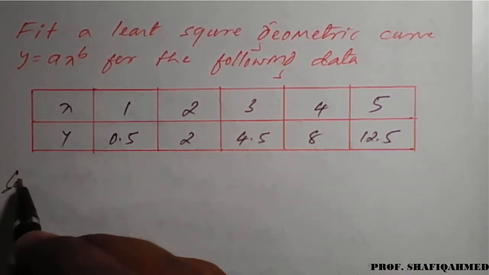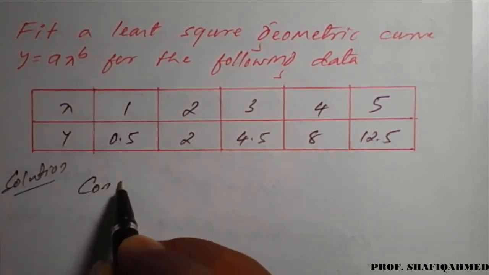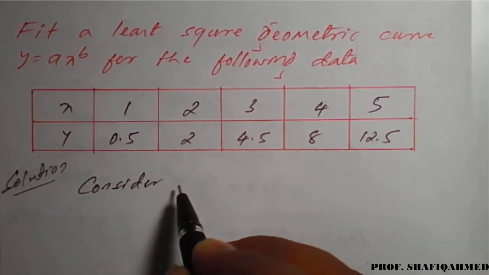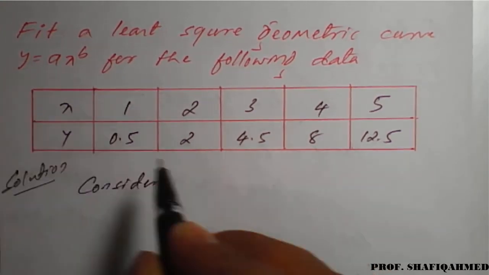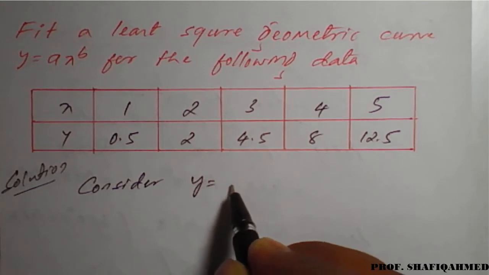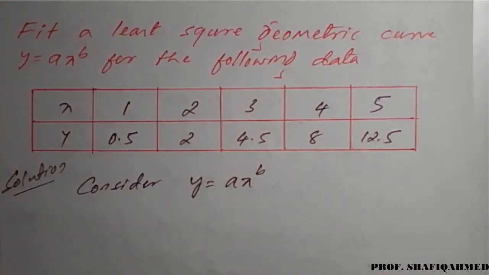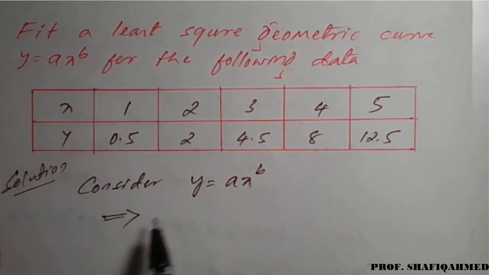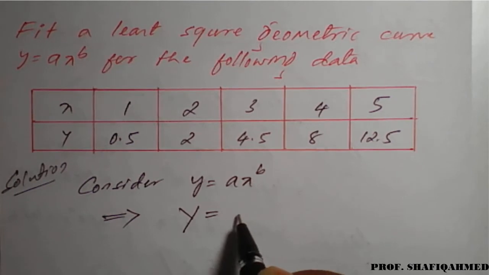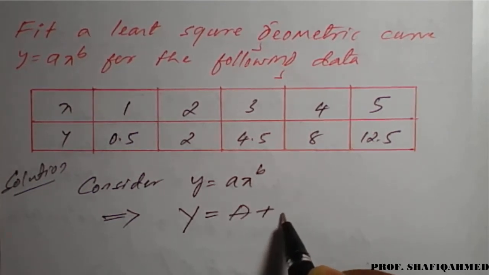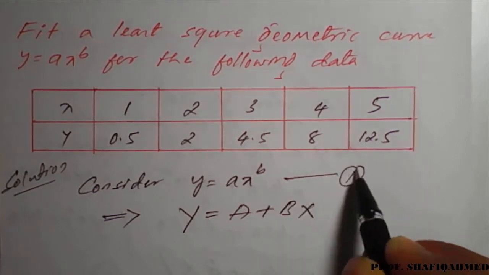Solution: consider that the given equation is y is equal to a into x raised to b. Directly we have to write it as capital Y is equal to capital A plus B into capital X. So this is equation number 1.